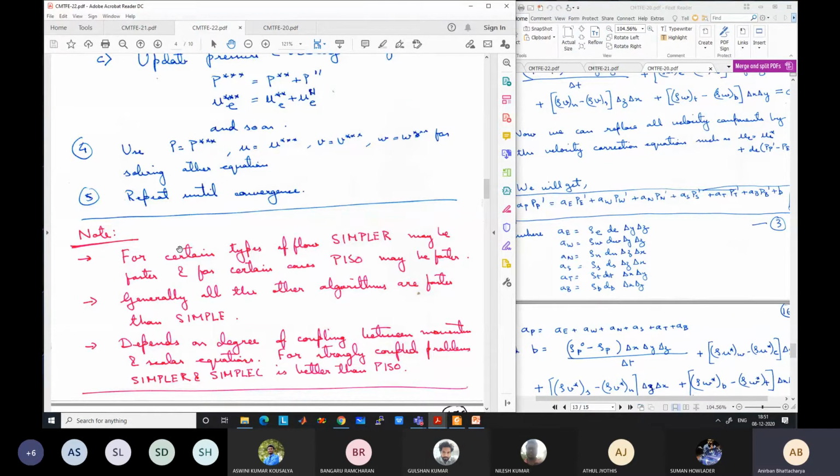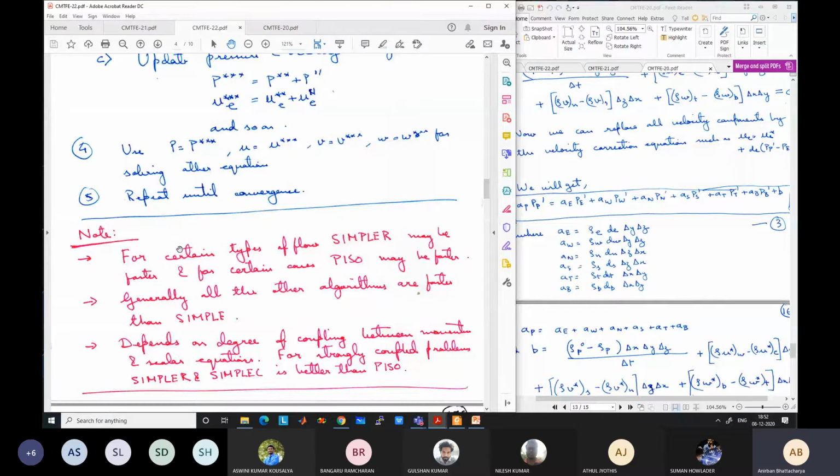In general, SIMPLER, SIMPLEC and PISO should be much faster than SIMPLE. Faster in the sense that the number of iterations in a single time step to get convergence is less. But each iteration is actually slower because you need more calculations in each iteration. So each iteration is slower, but the number of iterations is less. So overall, each time step, or the problem, is solved much faster.